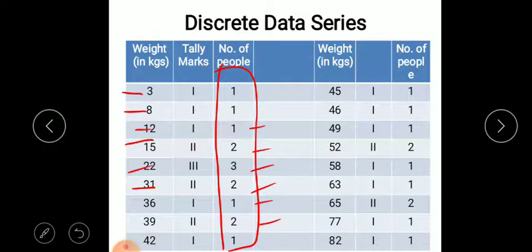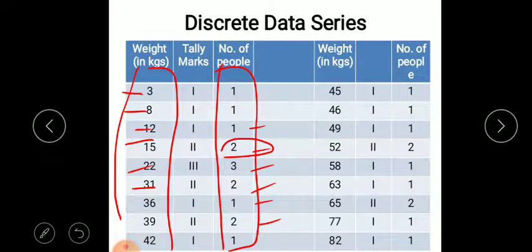So this way, when I'm writing down the number of people, it becomes a discrete data series. You can see these are discrete values again. The only thing is I'm clubbing the repetitions together, like here. So from those 25 numbers I am coming down to a lesser number of values. This is how a discrete data series happens.